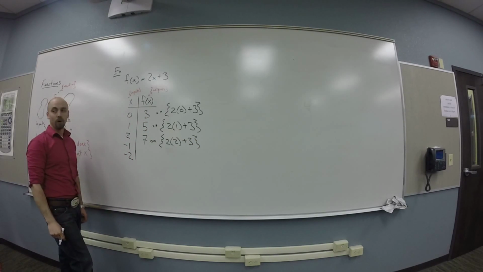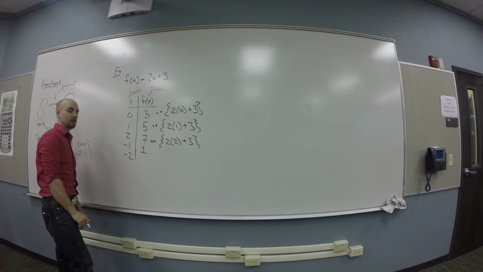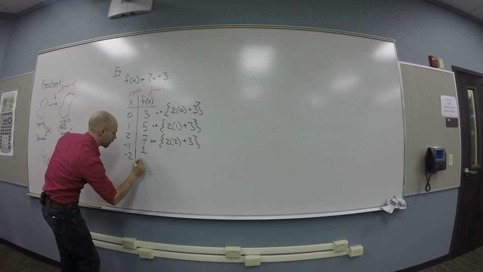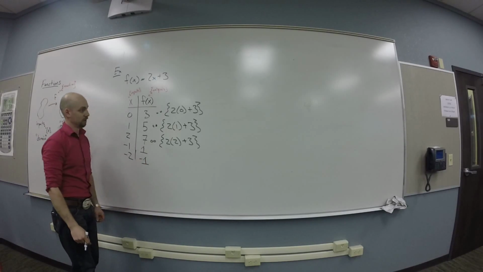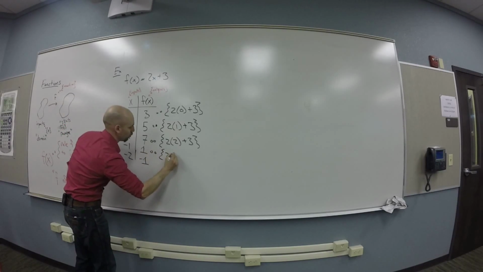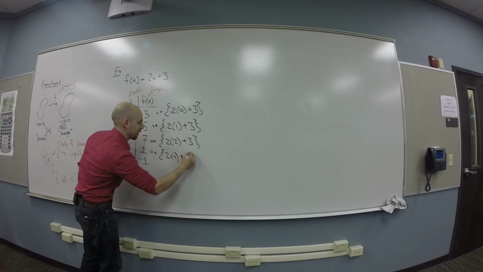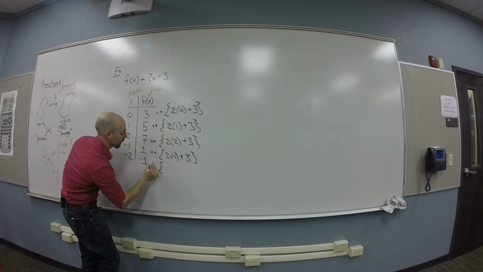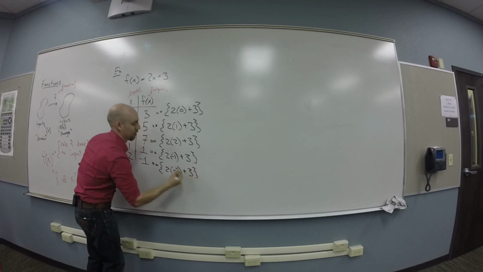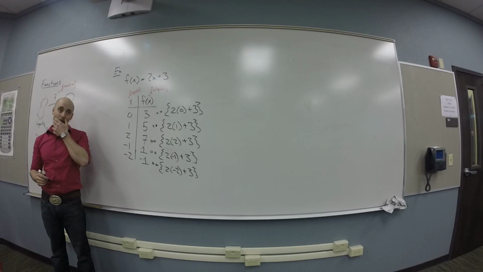Okay, how about negative 1? I get 1 out when I put negative 1 in. And when I put negative 2 in, I get negative 1 out. Very nice. So here we're thinking 2 times negative 1 plus 3. And here we're thinking 2 times negative 2 plus 3. Is everyone cool with this? Okay.